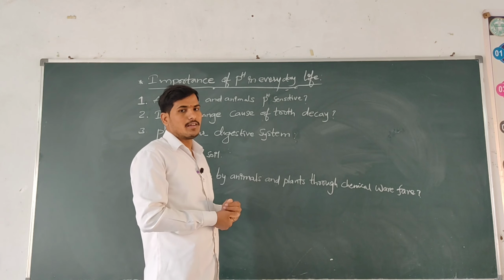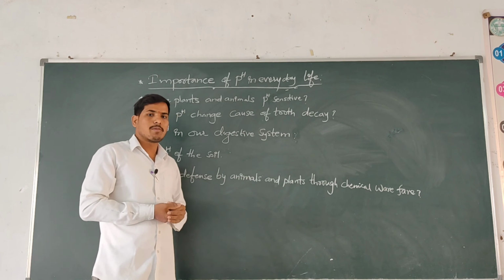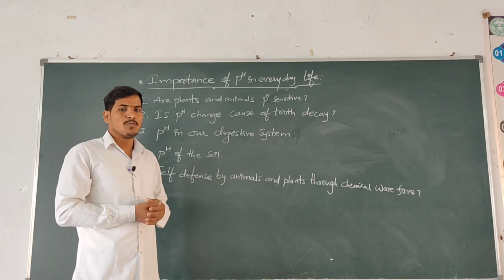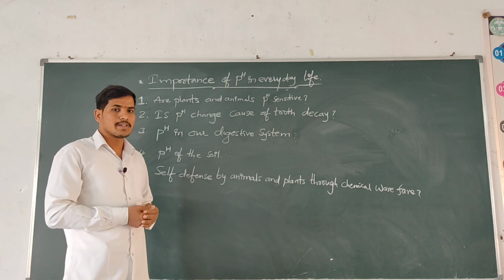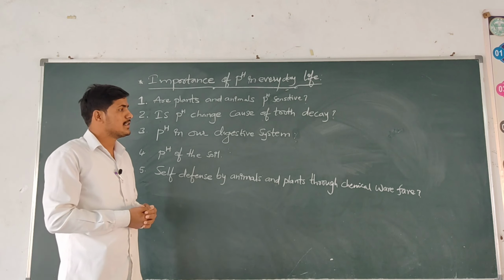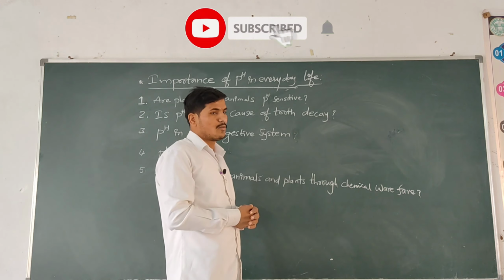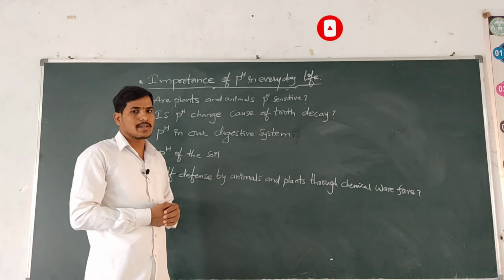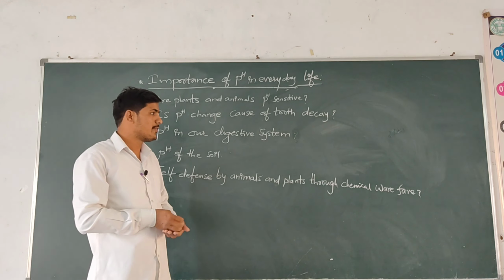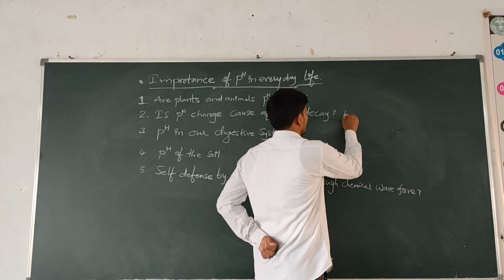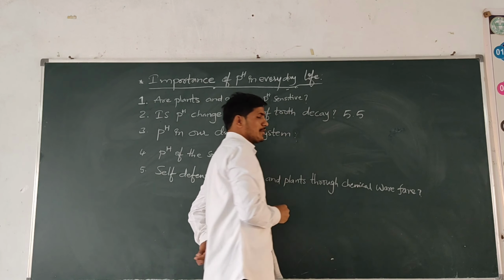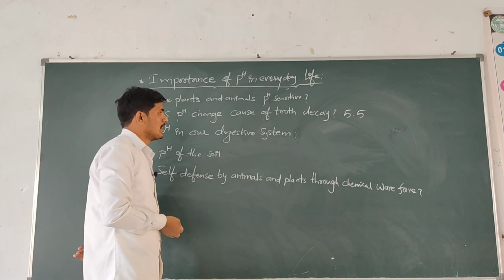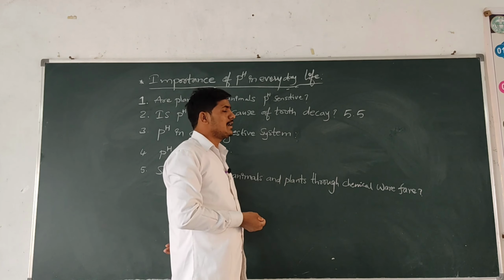Yes. When only 1 gram of fluorine is present in water, it is useful to human beings. When fluorine is present at more than 1.5, in that time it will be harmful to human beings. Okay. When the pH in our mouth is above 5.5, the mouth is safe, but when the pH value decreases below 5.5, tooth decay takes place.